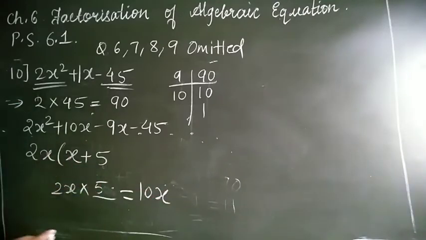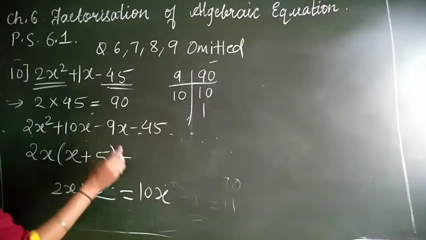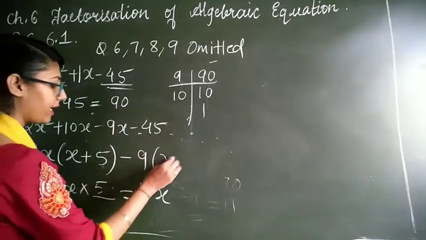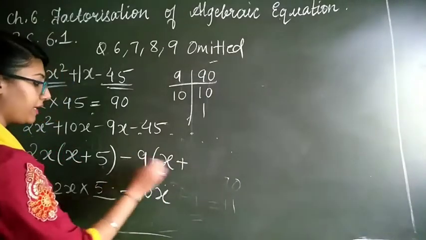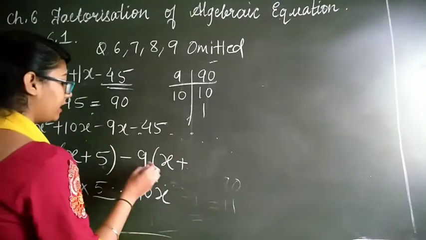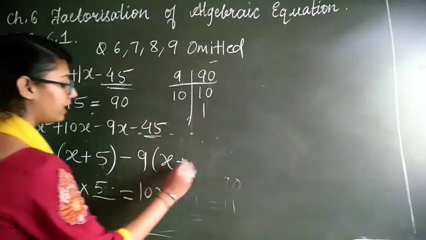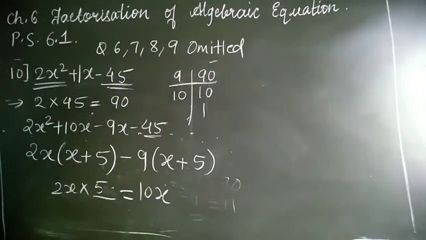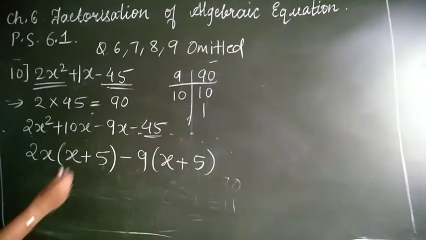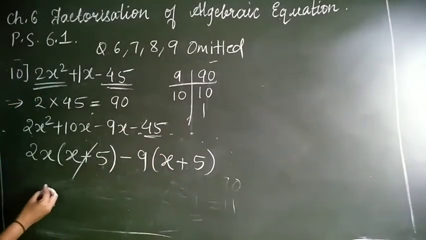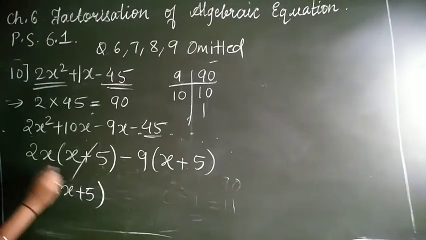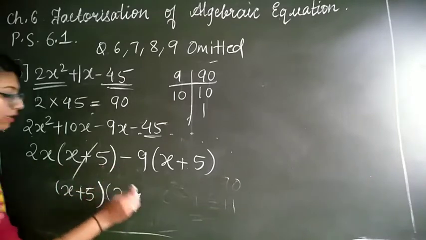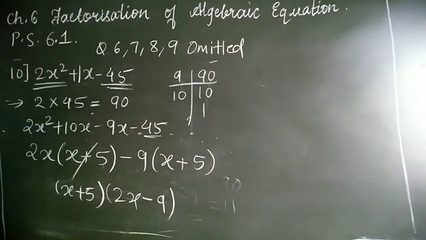So we will just write 5, and minus, here 9 will get common in bracket, x. 9 into x will be 9x. Minus into plus will be minus, and 9 into how much will be 45? 9 5s are 45. Again we got these brackets common, so we will write it once, x plus 5, and the remaining terms, which is 2x minus 9. Okay, so these are the factors of this equation.